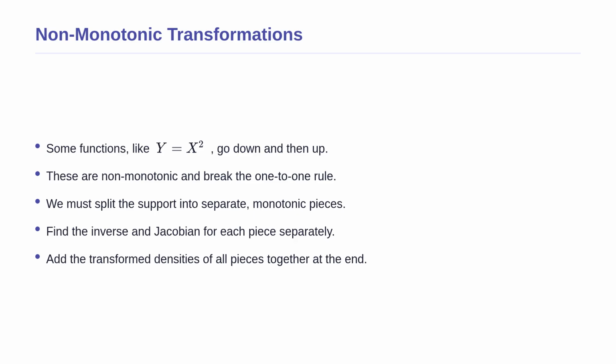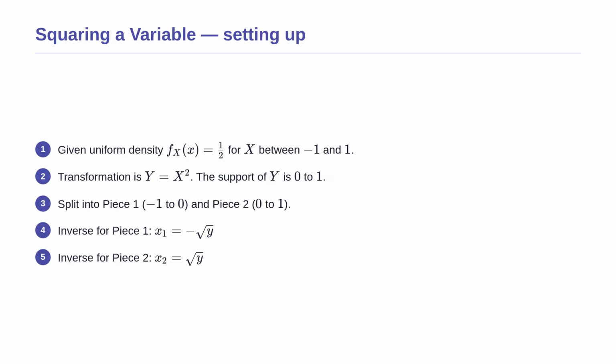To fix this, we cannot use the basic formula directly. Instead, we must carefully slice the original support into separate pieces, where each piece is monotonic on its own. We then calculate the transformed probability density for each piece separately and simply add them all together at the end. Let us tackle a harder problem to see this in action.